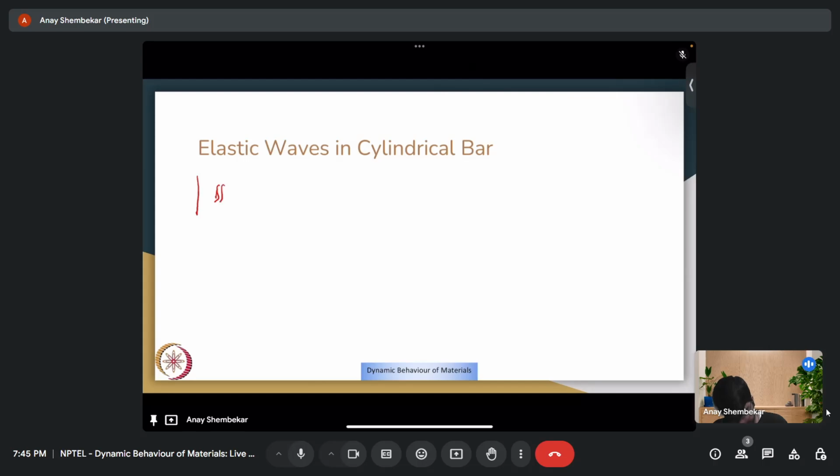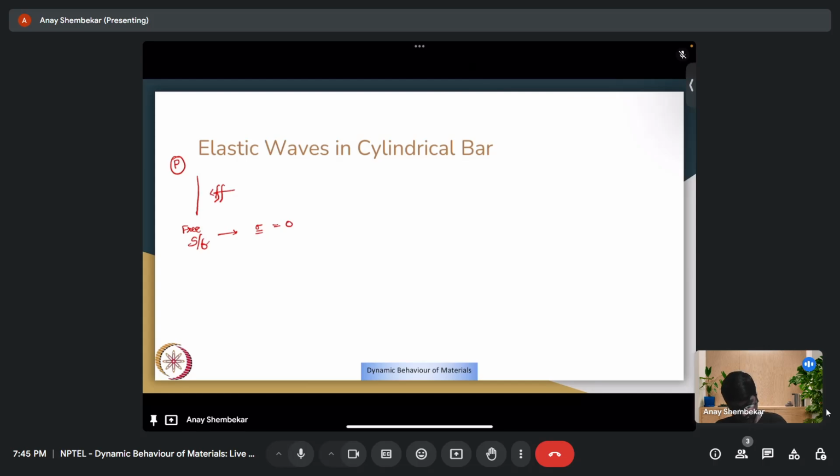So suppose this was my origin. I'm only talking about the projectile here, okay? And this is my free surface. So at the free surface, we know that there is no loading. So your stress at the free surface should be zero.